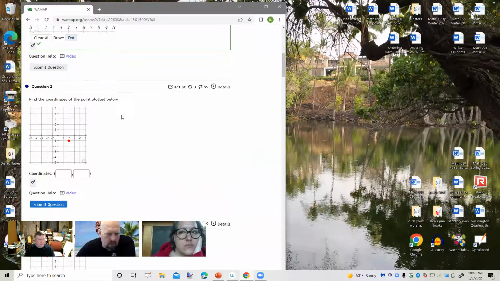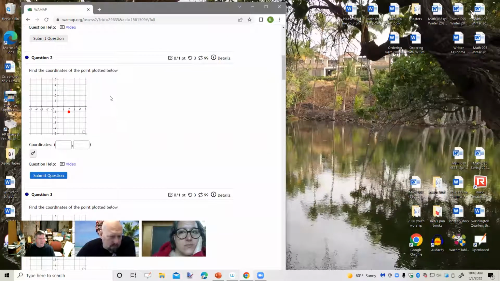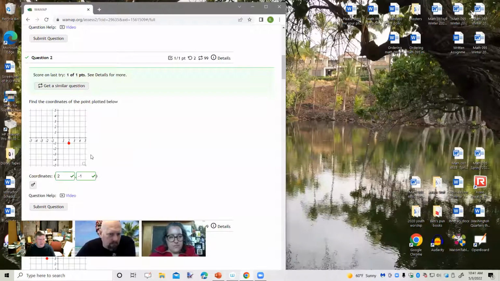All right. Now we're going to go the other direction, where instead of plotting points, we have a point. We are to determine the X and Y coordinates of the point plotted. So the X value would be 2. And the Y value would be -1 because it's down below. So -1. Okay. And so that's correct. Any question about that?